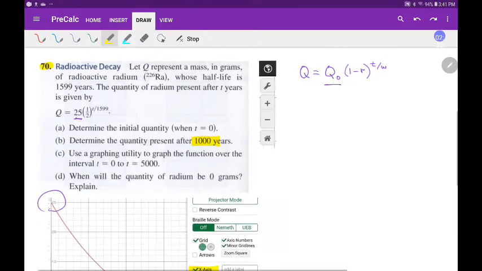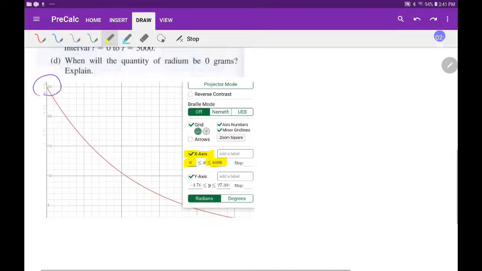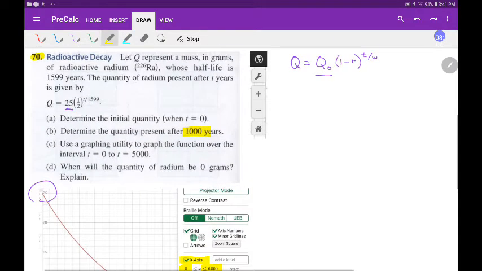When will the quantity of radium be 0 grams? So look at the graph, maybe extend it out to the right, and see when will the quantity of radium be 0, and give me your best estimate at that.